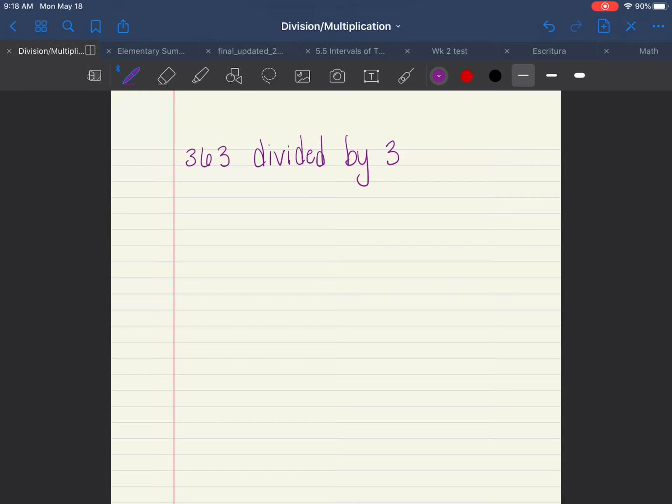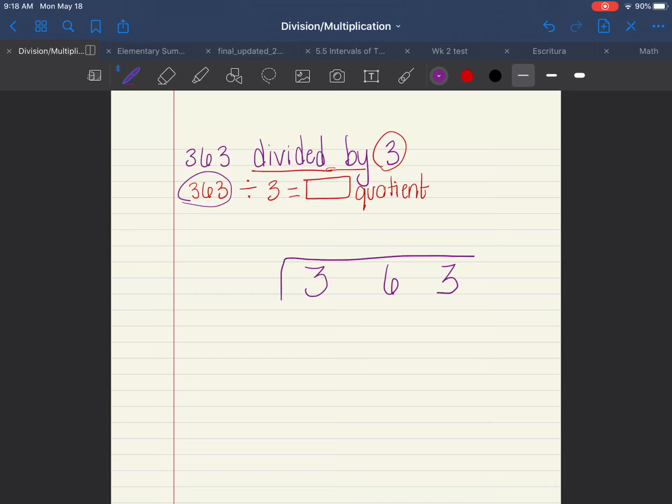Problem number 2 says 363 divided by 3. Remember, we're dividing. The number sentence would say 363 divided by, which is shown by this division symbol. The divisor is 3. My answer will be my quotient. When we divide, our answer is the quotient.